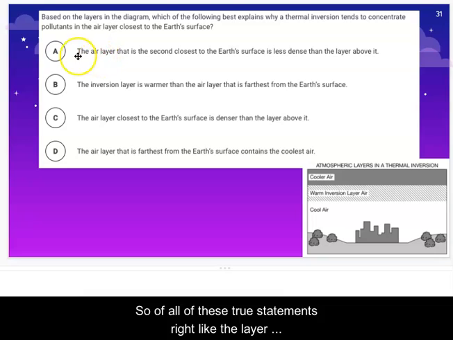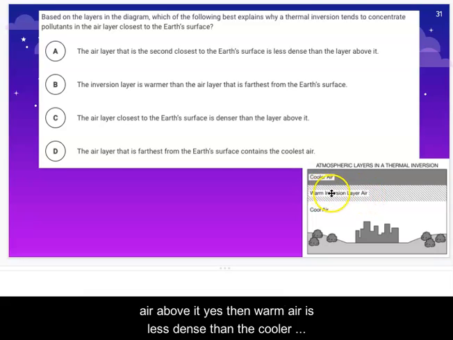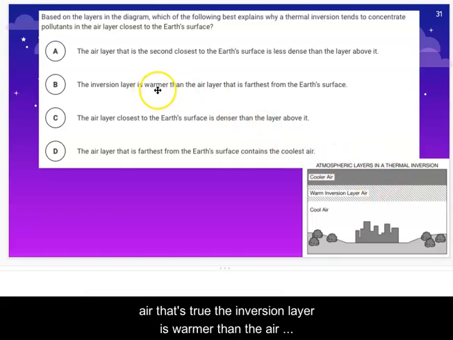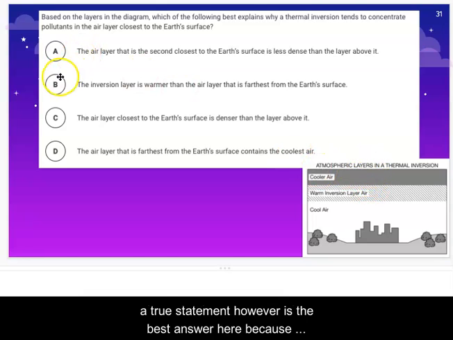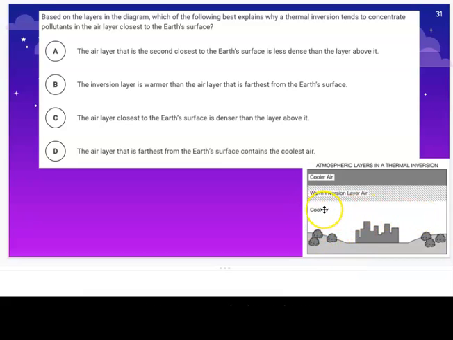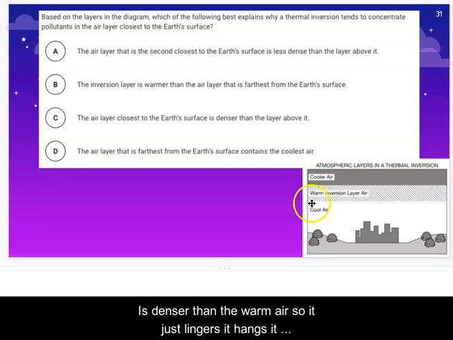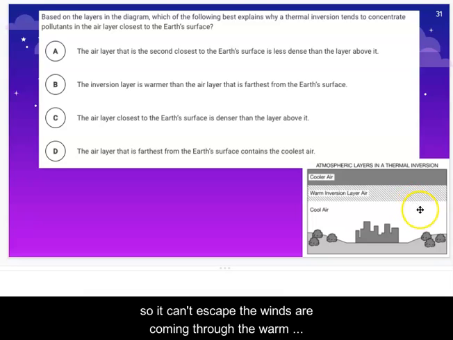So of all of these true statements, like the layer that's second closest to the surface is less dense than the air above it, yes, the warm air is less dense than the cooler air. That's true. The inversion layer is warmer than the air layer that is farthest from the Earth's surface. Yep, that's a true statement. However, C is the best answer here because the reason why pollutants tend to concentrate on the layer closest is because that cool trapped air is denser than the warm air. So it just lingers, it hangs, it sinks right above the city.